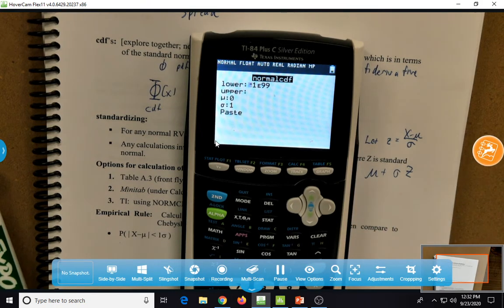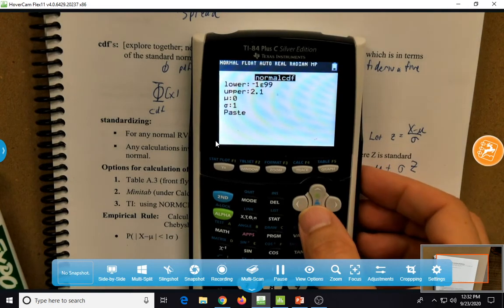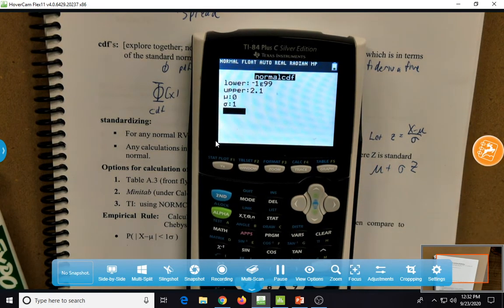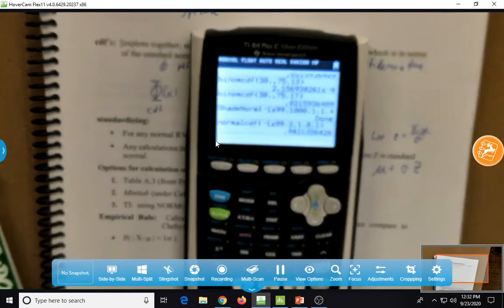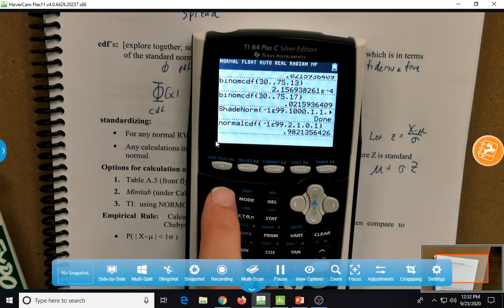And so if I do the normal CDF, you just need a very negative number here. You don't have to have -1 times 10 to the 99th. You can just put like -20 in for that, or -100. And then the upper bound, you could have like 2.1. And whatever your mean is and whatever your standard deviation is, it will go ahead and calculate that for you. So that would be 98.9821. We'll do some calculations for this shortly.